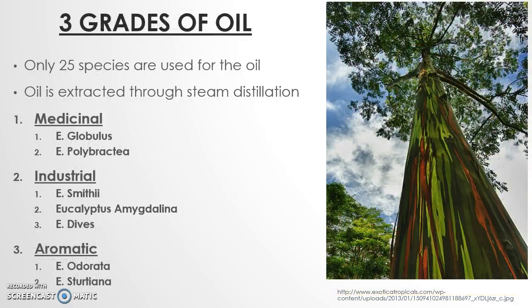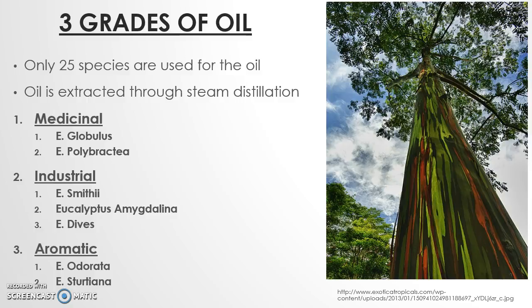There are 3 grades of oil, which I did not know before I started doing my research. Only 25 species of eucalyptus are actually used for the oil. We all pretty much know that some of them are used for medicinal and aromatic purposes, but one I didn't know was industrial use. For industrial use, they use those 3 because they don't smell very strong. They don't have a lot of the compound eucalyptol, which is the compound found in eucalyptus. They use it to separate metallic sulfides from ores, and they use this in the mining industry.